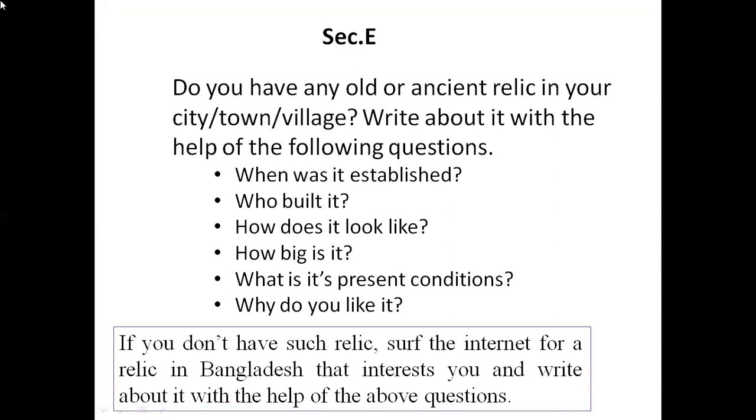Here I have given a description of an archaeological site. You go through the internet and by surfing the internet, you will get several such sites of Bangladesh. You could choose any of these sites and write about it by taking the help of these questions.